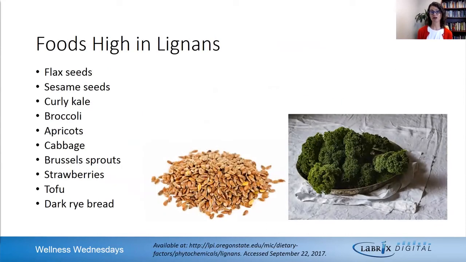Some foods that are high in lignans: we've been talking about flax, obviously, sesame seeds as well, curly kale and broccoli, apricots, cabbage, Brussels sprouts, strawberries, tofu, and dark rye bread.